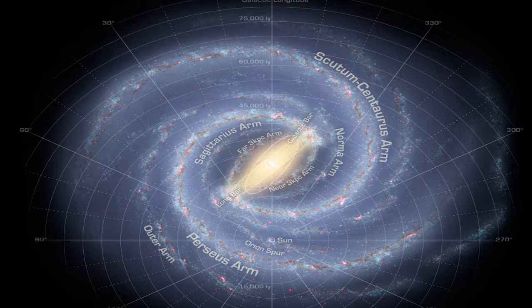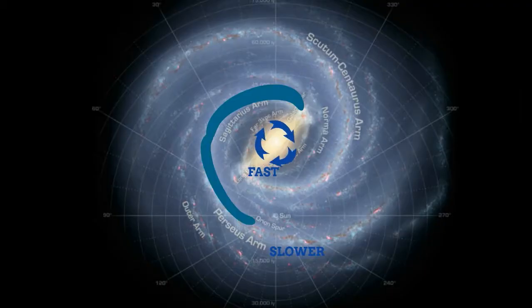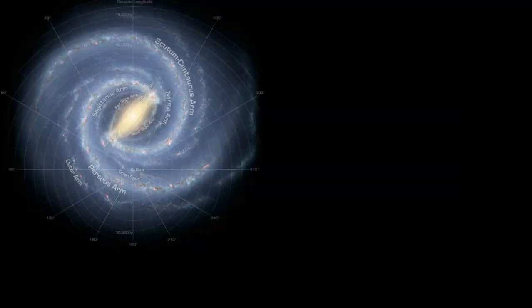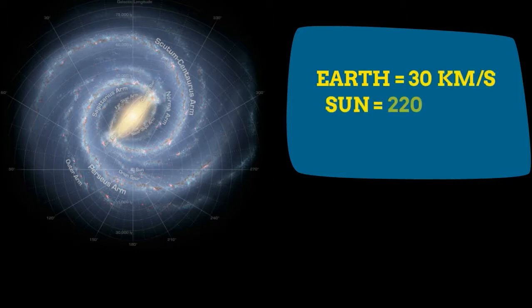It spins around faster at the center and slower more outwards. The Milky Way has two arms with billions of stars each, which have been stretched out over time to the current form. Earth orbits the Sun in 1 year at 30 kilometers a second. The Sun orbits the center of the Milky Way in 225 million years at 220 kilometers a second.